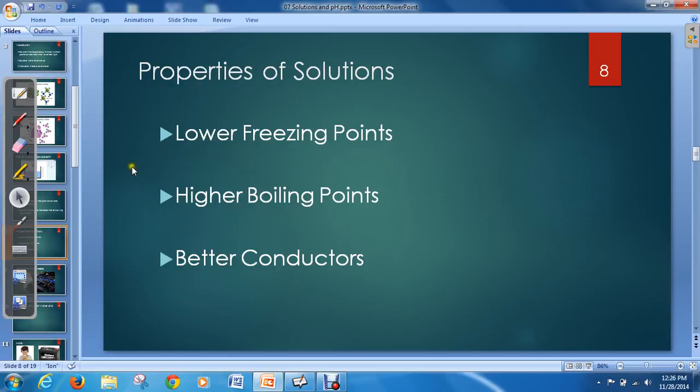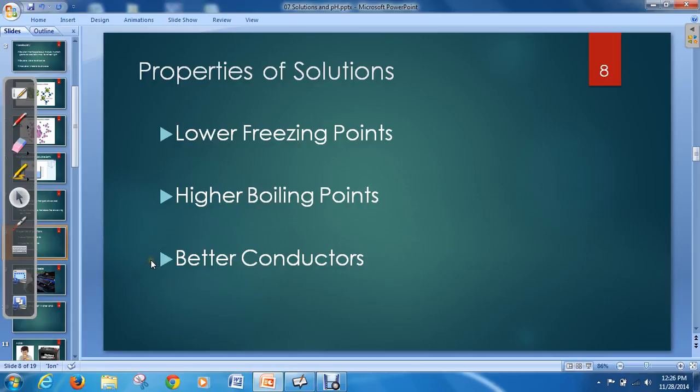It generally has a higher boiling point than normal. It is usually a better conductor than normal. So, for example, if you have salt in water, that salt makes the water have a lower freezing point, which means if you put it in the freezer, it would take longer to freeze or wouldn't be as icy or frozen as normal. It makes it harder to boil. So if you put salt water on the stove with regular water, the salt water is going to take longer to boil as well. Which is actually a good cooking tip, by the way.